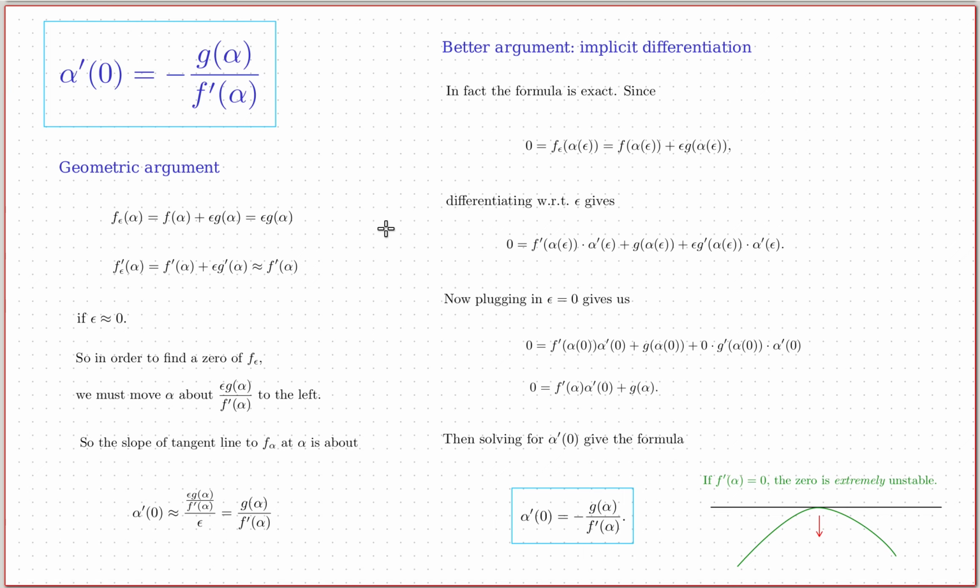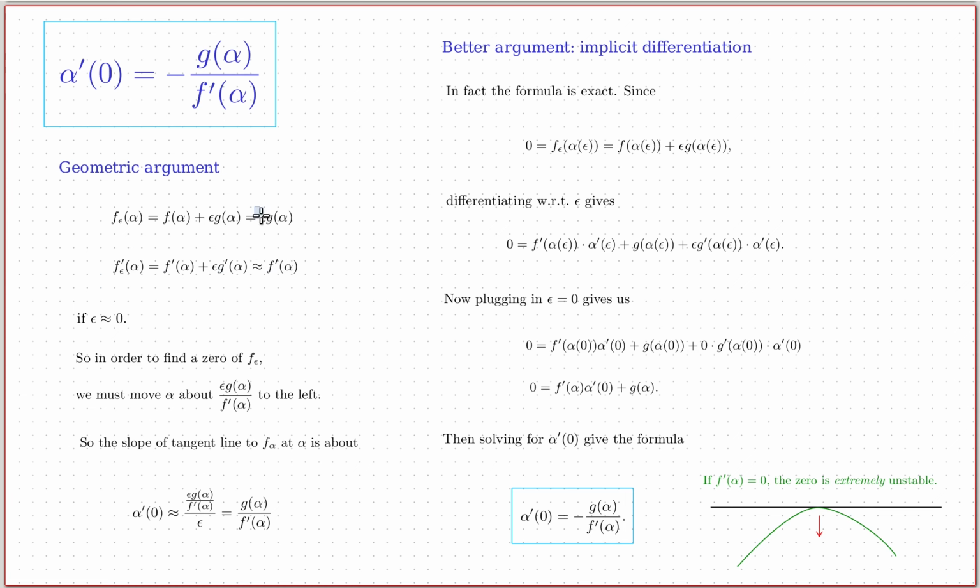Now you can give an intuitive or geometric argument for this. You can say that the perturbed function, when you evaluate it at alpha, is simply equal to epsilon times g of alpha, because f of alpha is just 0, right? So this term disappears and we're only left with this term. Also, the derivative at alpha of the perturbed function is f prime of alpha plus epsilon times g prime. But if we assume epsilon is small, then we can neglect this term and say that the derivative is approximately just f prime of alpha.